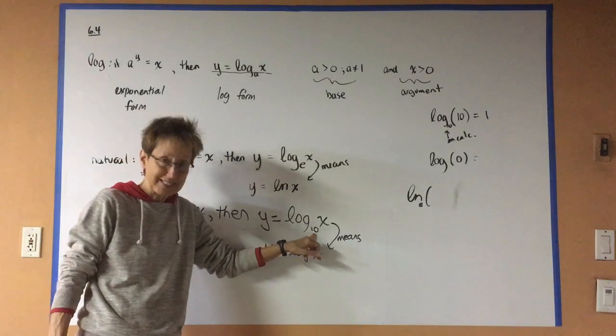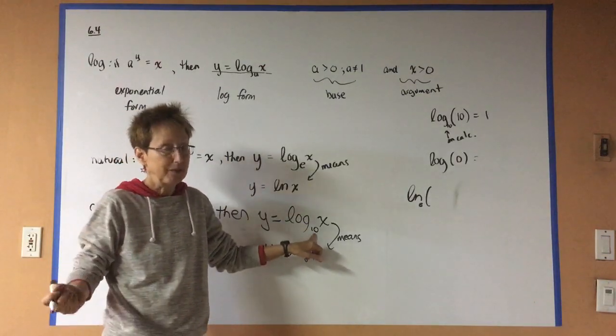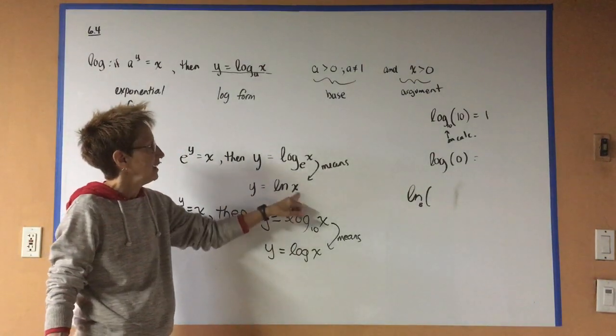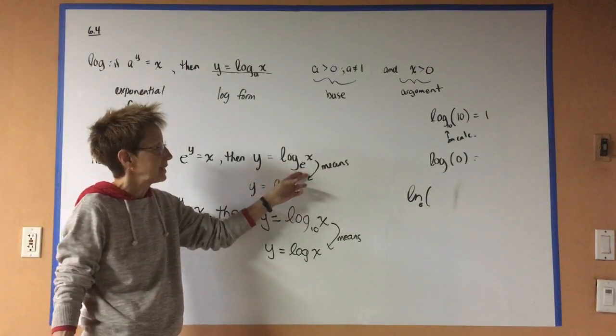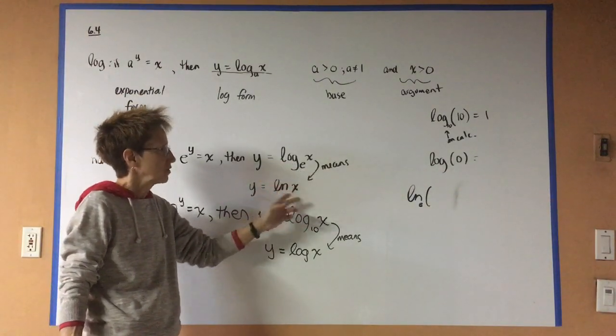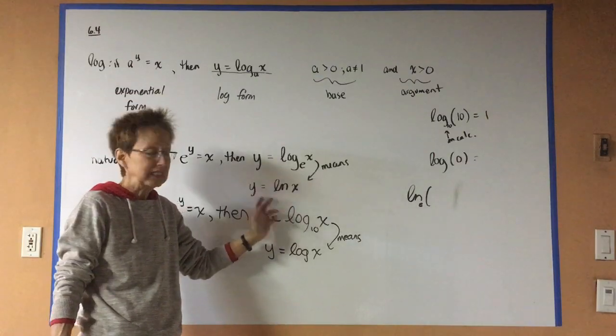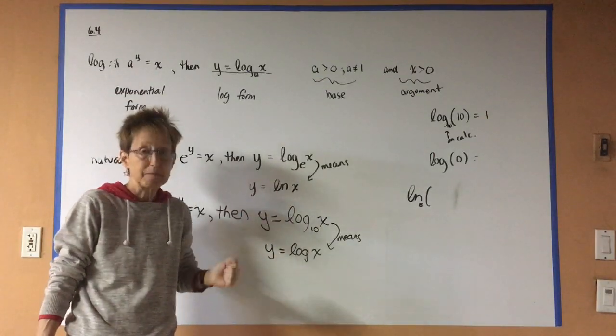And if you want to write the 10 in because it helps, then do it. If you see ln of x, it automatically means it's a log base e. But honestly, we usually don't rewrite that. We usually leave that as an ln and just understand that that means a base of e.